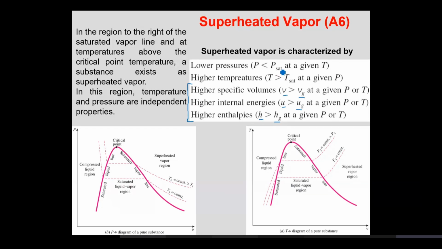Great. Now let's look at this first: low pressures at a given temperature. Look at the pressure-specific volume plot. Pressure-specific volume plot for a constant temperature T1 line, the dotted line at the bottom, this line. So for a constant temperature, pressure is which pressure?